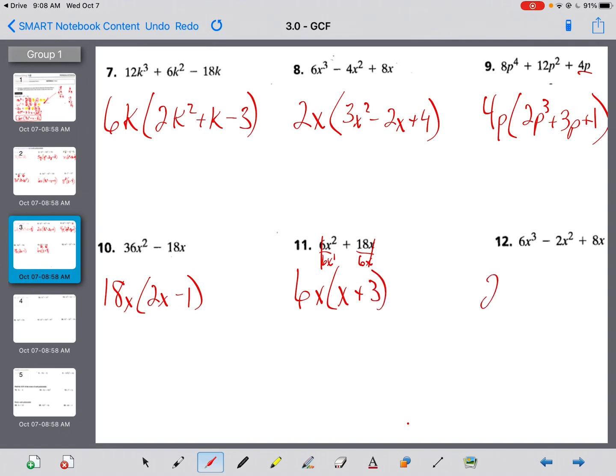What goes into all these? 2 does. They all have an x. 3x squared minus 2 divided by 2, that goes there. 2 minus 1 is just an x. 2x, the x's cancel. 8 divided by 2 is 4.